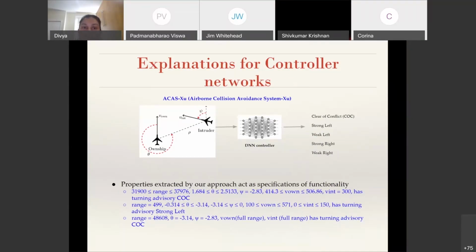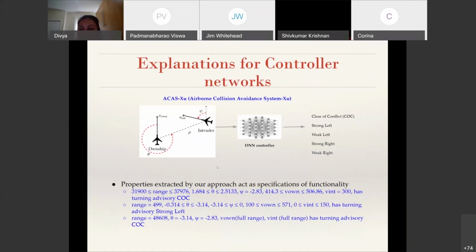Moving on to a controller network, we performed a case study on the ACAS-XU application. ACAS-XU has a DNN model acting as a controller for unmanned aircraft. Here, it takes in inputs which are sensory inputs, such as the range between the own ship and the intruder, the heading angle of the own ship and the intruder, and so on, and provides horizontal movement advisories such as clear of conflict, strong left, weak left, and so on, in order to avoid a collision between the own ship and the intruder. Here, the properties that we extracted acted as specifications of functionality for the model behavior.